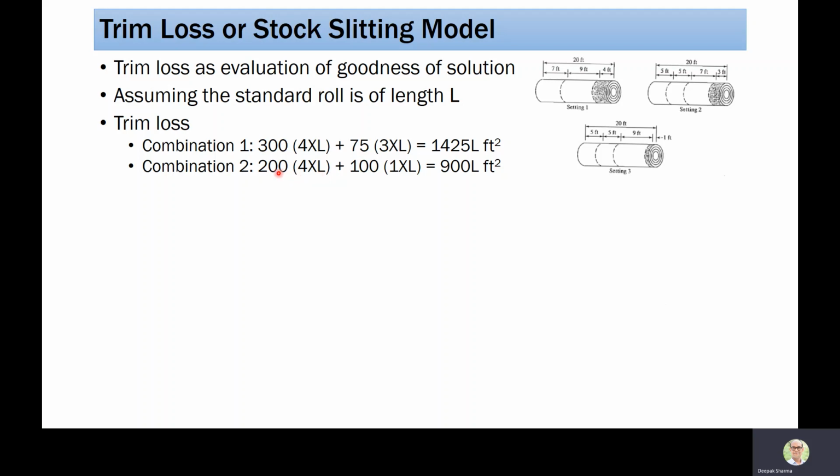I take the second combination, meaning 200 units of setting 1. So the wastage is 4L into 200 plus 100 units of setting 3. So you can see there is a wastage of 1. So 100 into 1L, so it is 900 L in total.